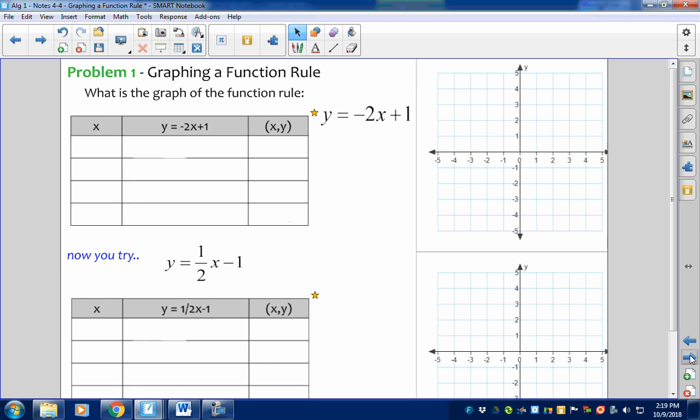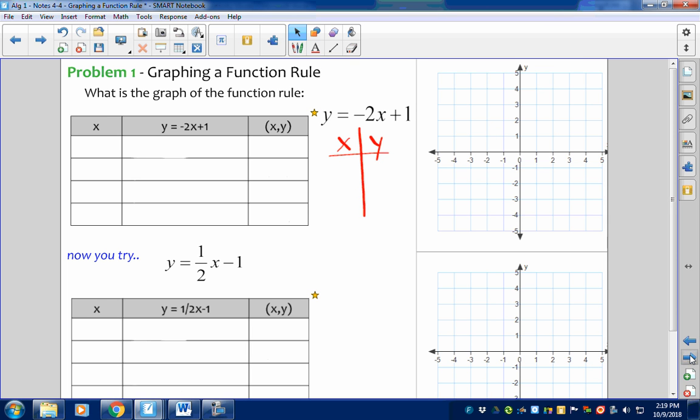So graphing a function rule. This you've probably done before with linear functions. So we're going to be making XY T-tables. After I do these ones in great detail, we'll just be doing T-tables like this. I will be asking you to pick out the values to plug in.